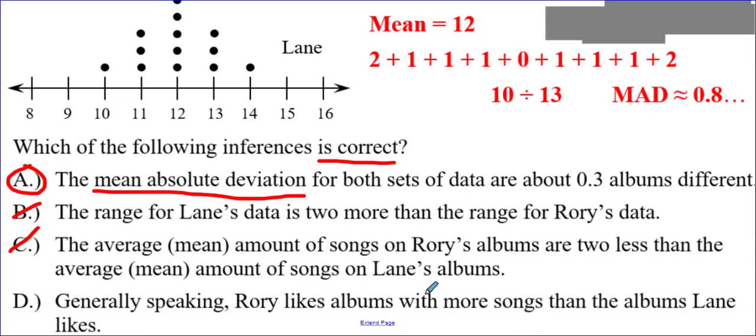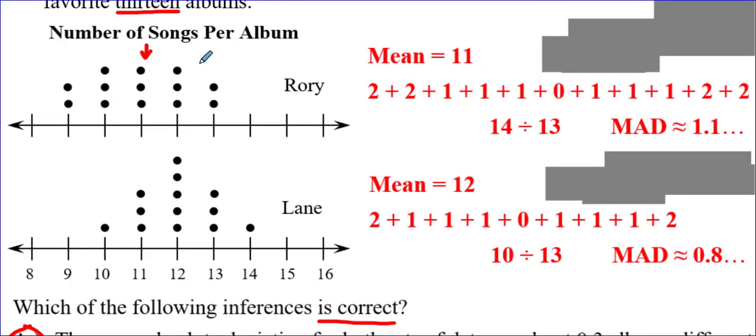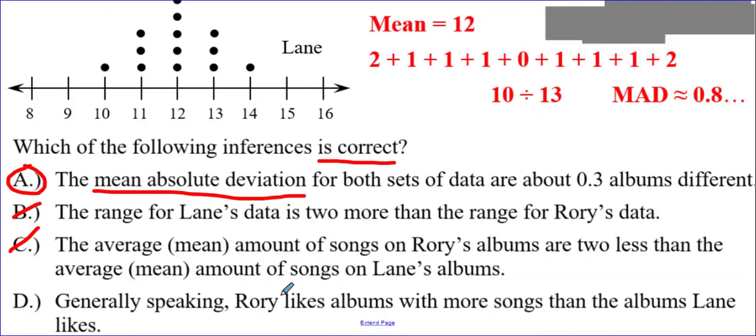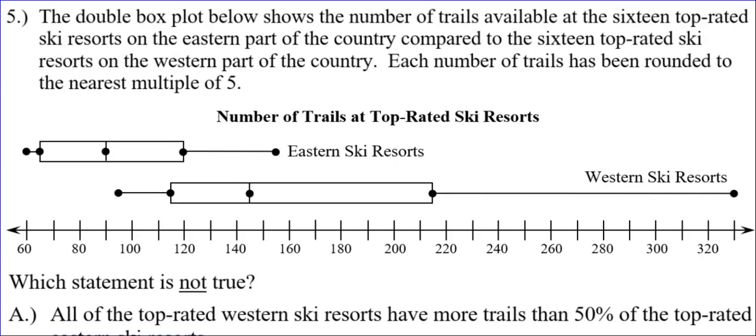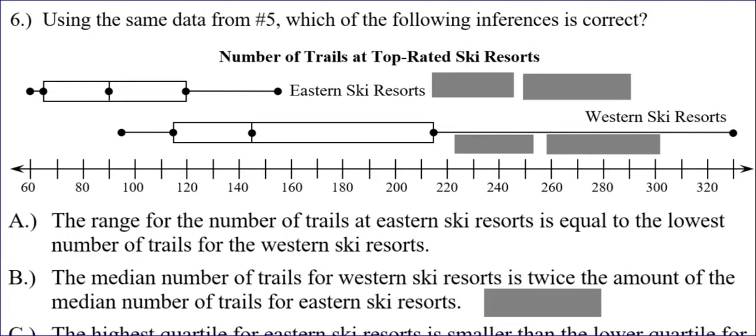Generally speaking, Rory likes albums with more songs than the albums that Lane likes. No, it's opposite. Lane's dots are a little bit further to the right than Rory's. I mean, you can see the mean is a little bit bigger than Rory's. This is trying to say that Rory's is more than Lane's. Well, no, that's not the case at all. It's completely opposite. So yes, it was choice A, the one that actually took the most work. Not that that's always going to be the way it is, but choice A ends up being the correct answer for problem number 4.